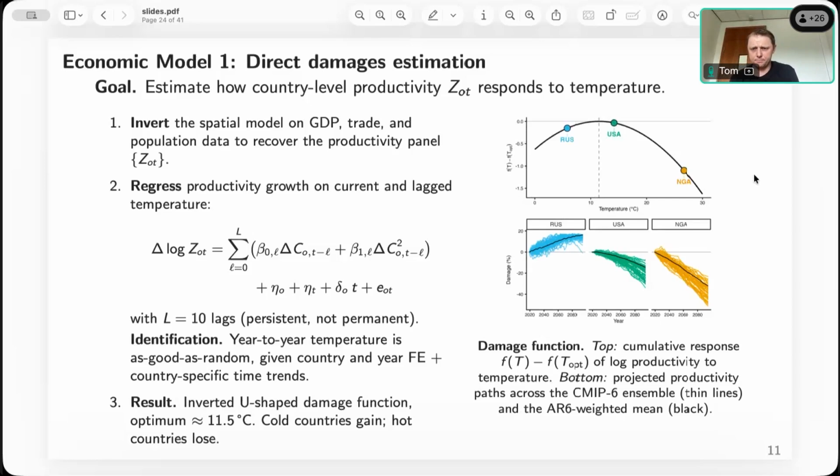Just to look at this figure, what we find, again very consistent with previous literature, is that for cold countries, hot weather could be beneficial to economic growth. There's an optimum temperature of roughly between 10 and 15 degrees, for which changes in average temperature don't have a large effect on economic growth. And then for really hot countries such as Nigeria, there's a very large effect of temperature on economic growth. The first panel on the top shows the estimated response function, and the bottom shows projected damages from a change in temperature across these different CMIP models for those three countries.